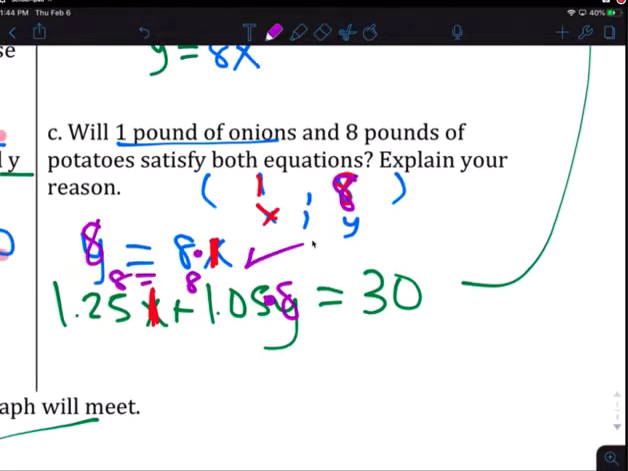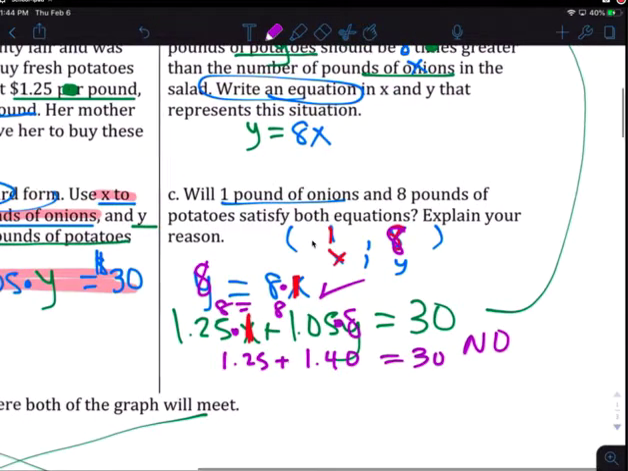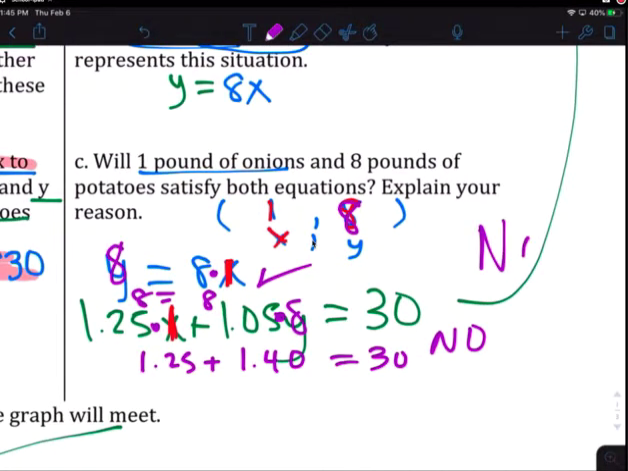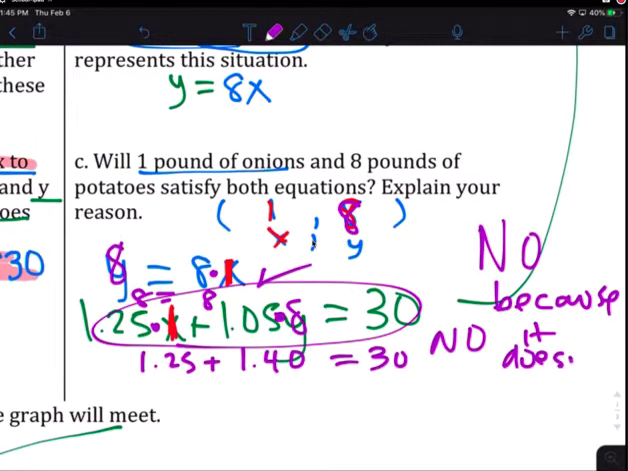Slow coming, but it's coming. And then you multiply this times 1 is 1.25 plus that times 8 is $1.40. That's not going to equal $30. So this is a no. So will it satisfy the equation? The answer is no, because it doesn't work for this equation. It doesn't work for both equations.